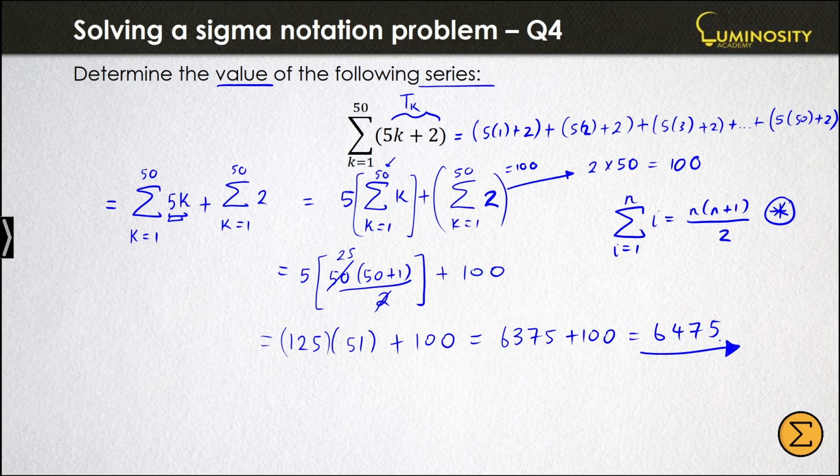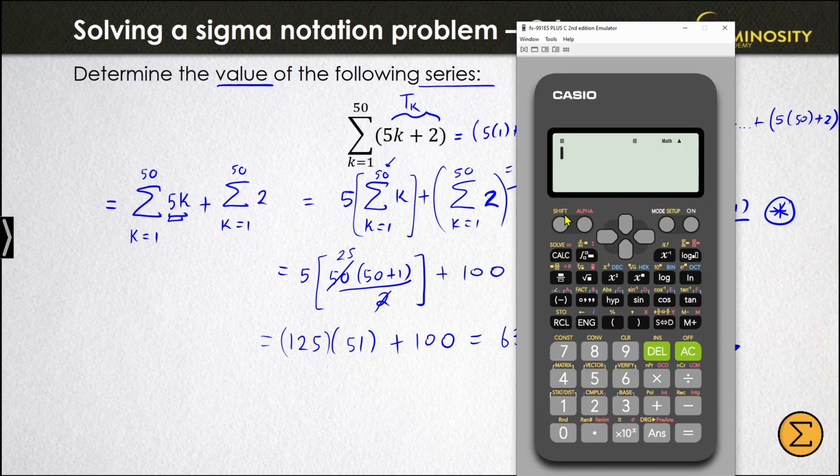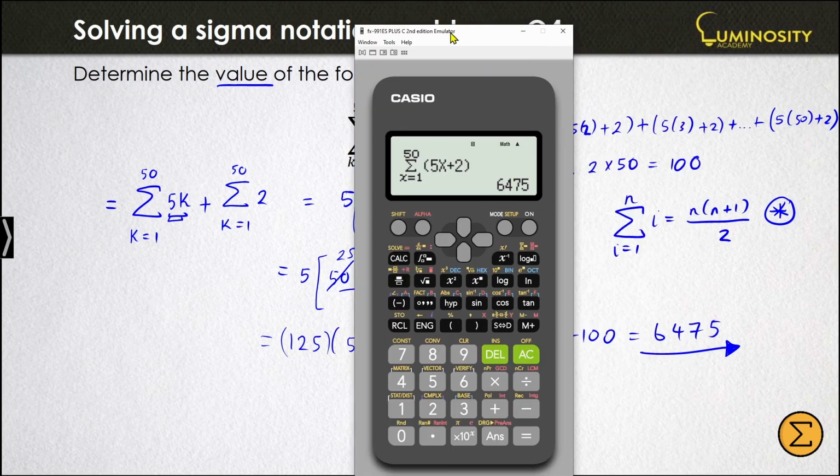How can we check that that is correct? Well, if I open the calculator and I do summation of 5x plus 2, and I start at 1 and I go to 50, what does that give us? 6,475. Exactly the value that we derived.